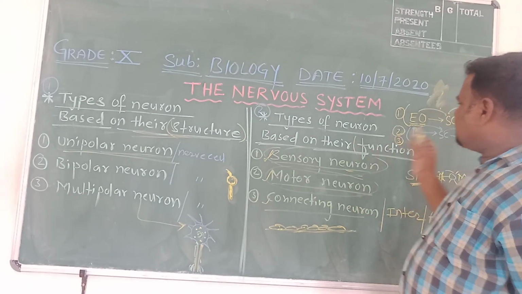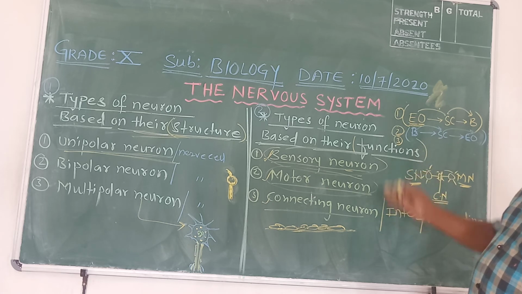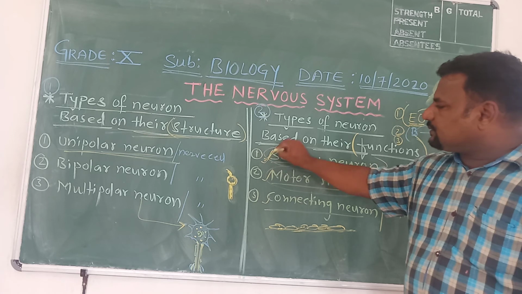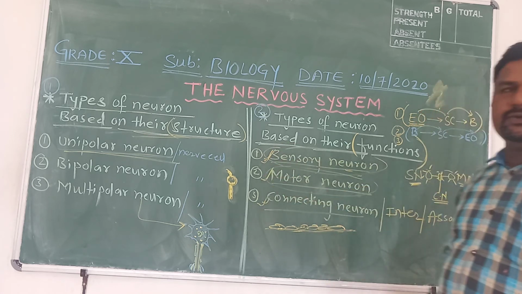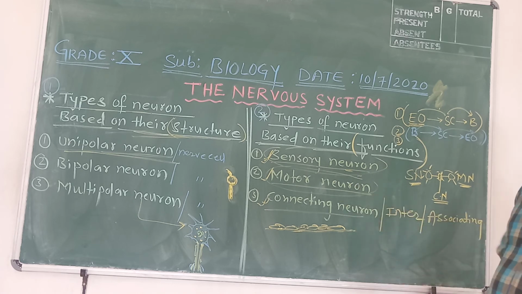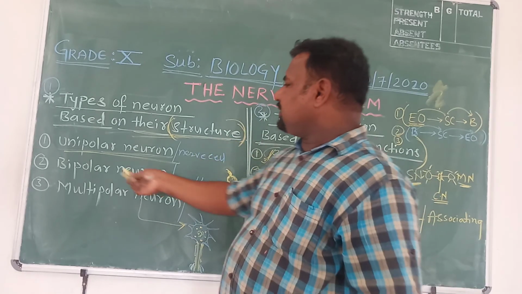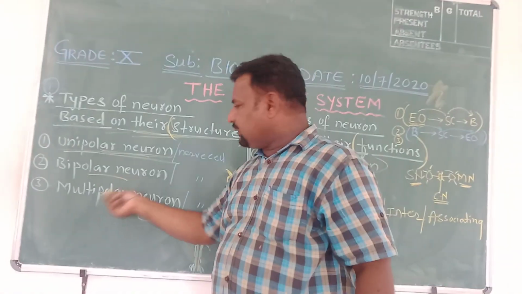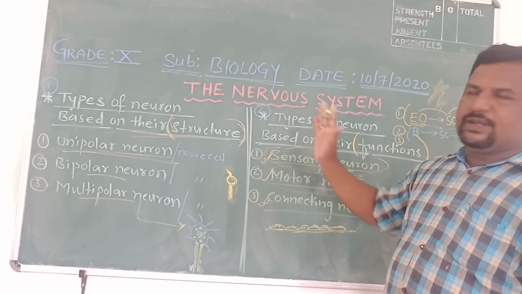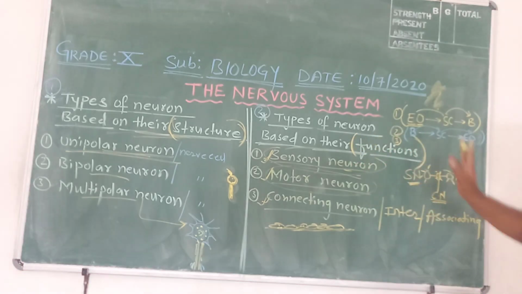So based on the various functions performed by the nerve cells, they are differentiated into three types: sensory neuron, motor neuron and connecting neuron. And based on the structure, they are differentiated into unipolar, bipolar and multipolar neurons. So this is about the types of neuron based on the structure and the types of neuron based on the functions.